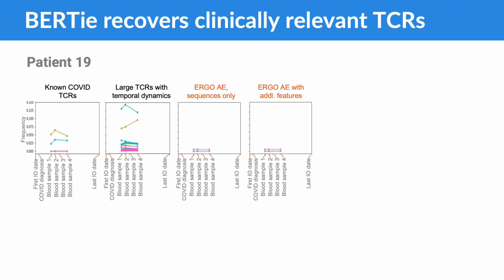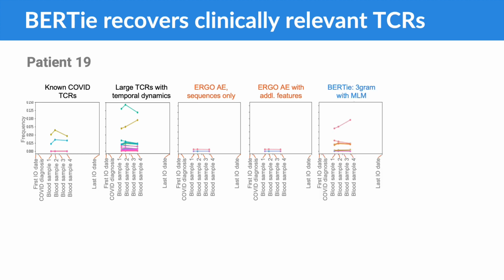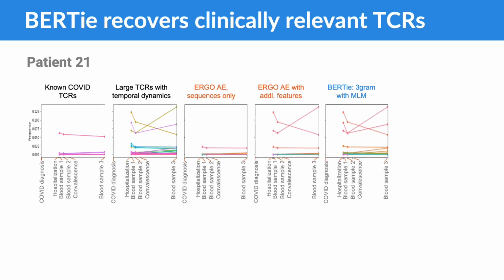Here are TCRs that the best performing Ergo model predicts as TCRs recognizing COVID-19 epitopes. As you can see, it identifies two possibly relevant TCRs. The best performing BERTie identifies a bigger proportion of these relevant TCRs. Here's an example of another patient. Ergo trained with additional features such as the type of T cell, which would not be available in practice, does better in this case than plain Ergo with sequences alone, but BERTie, trained on the TCR and epitope sequences alone, still uncovers more of these potential COVID-19 associated TCRs.